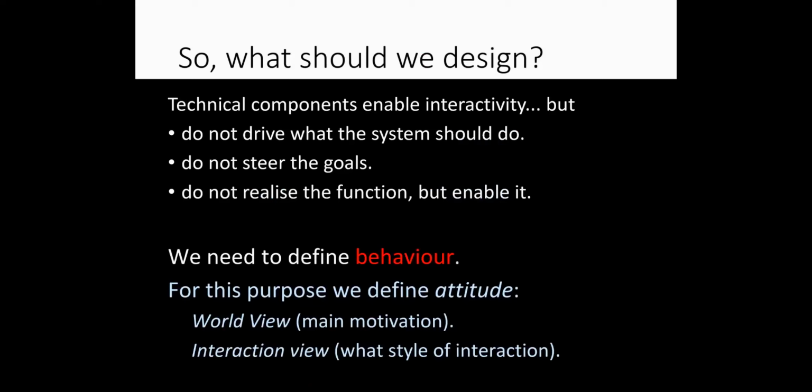From my point of view, I've looked at this question, so how can we define this behavior of interactive systems? And I try to solve it through the concept of attitudes. An attitude for a physical system that has to be interactive has 2 components. One component is a worldview, which is, you could say, the main motivation, what that system tries to achieve in the world. And the second component is the interaction view. What kind of style of interaction should the system have to communicate with the users?